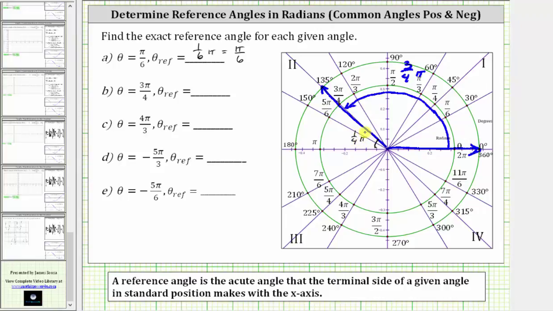Another way to find this reference angle would be to take pi radians, or half a rotation counterclockwise, and then subtract the given angle of 3/4 pi radians. So let's also show that. If we take pi and subtract 3/4 pi, we can rewrite pi or pi over 1 as 4/4 pi minus 3/4 pi, which does give us 1/4 pi or pi over 4 radians.